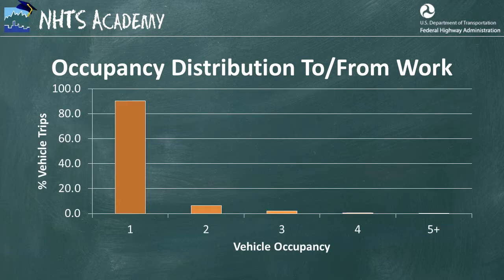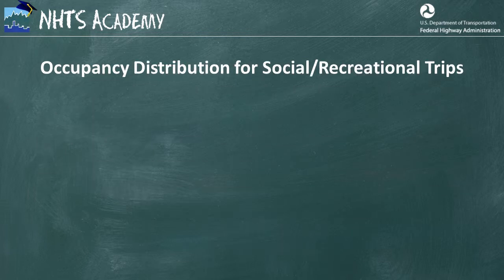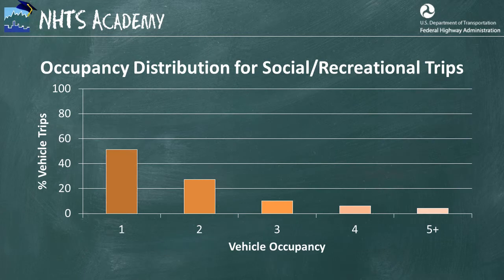Here you can see that about 90% of trips to or from work were taken by a single person. But that's not the case for social recreational trips. Here you can see that about half are taken by a single person, while around a third are taken by two people, with the rest taken by three or more.